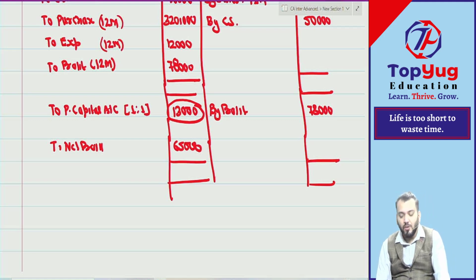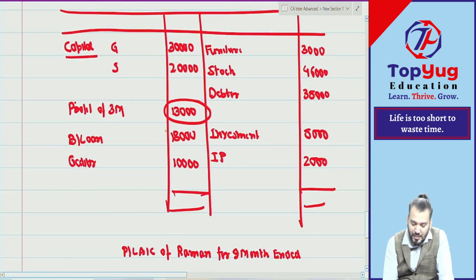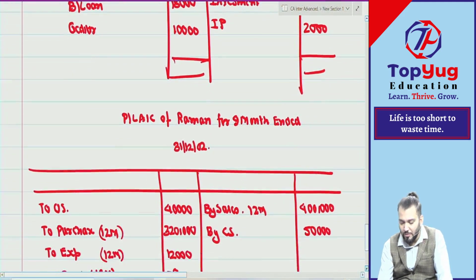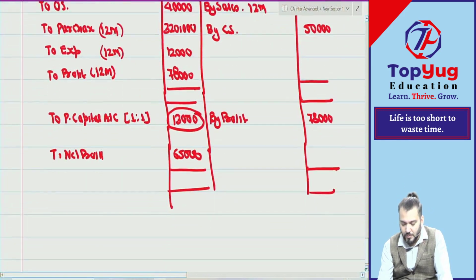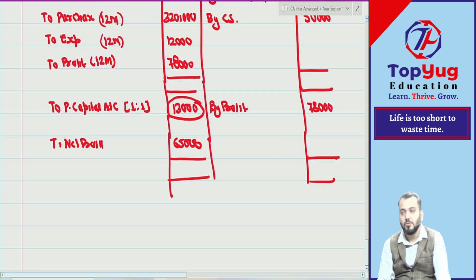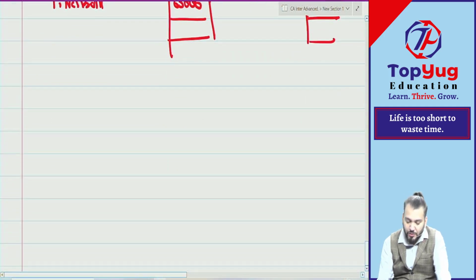Or we could have done it here only, while preparing this, we can say this 30,000 plus 6,500. We could have done it in this way also. Are you able to understand what I am saying? Any doubt? No doubt. Simple. Then we'll prepare which account?